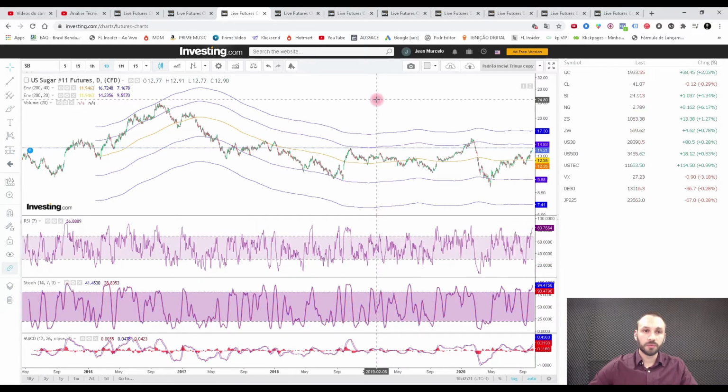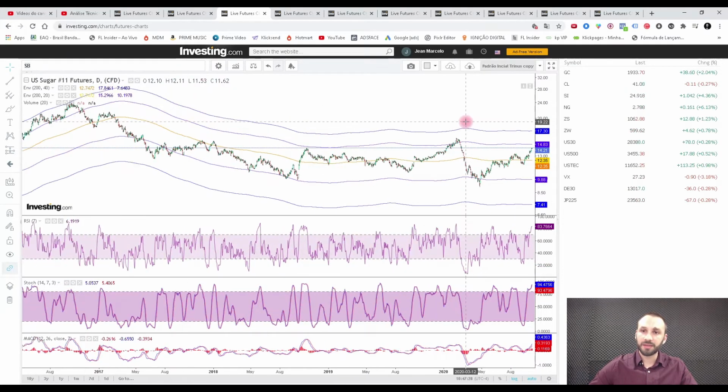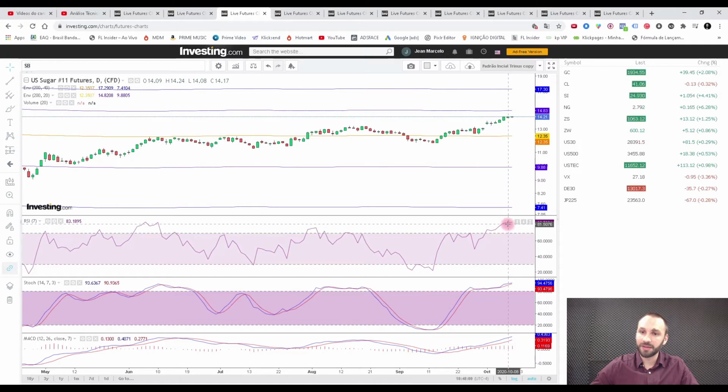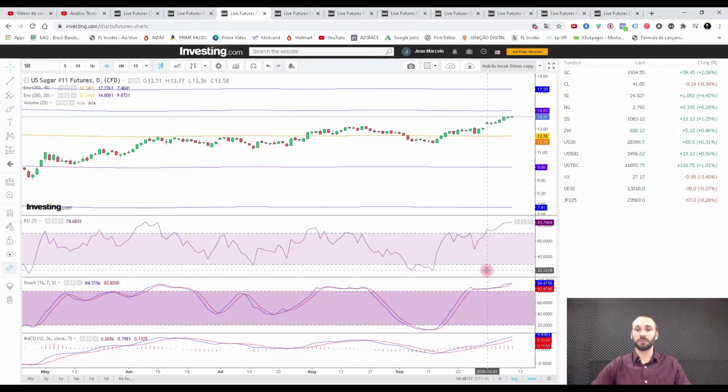Okay, let's go to sugar. What can I tell you about sugar? What does the graph tell us? It looks like soybean and corn. The price approaches the 20% envelope, and the relative strength index is very much above 70. We are at 83, and the stochastic is at 94. So we have a very strong resistance with the 20% envelope.